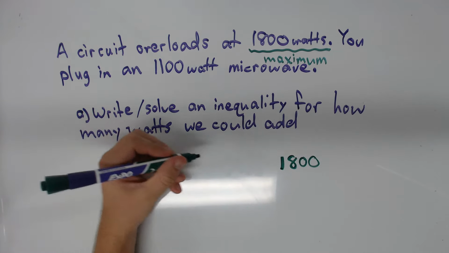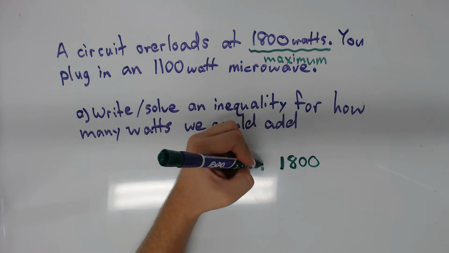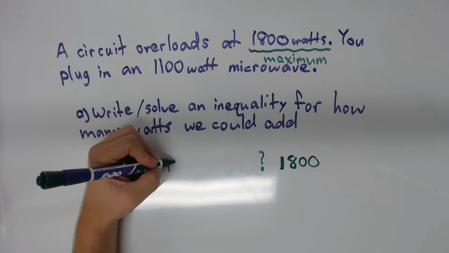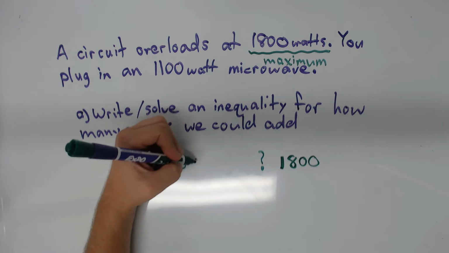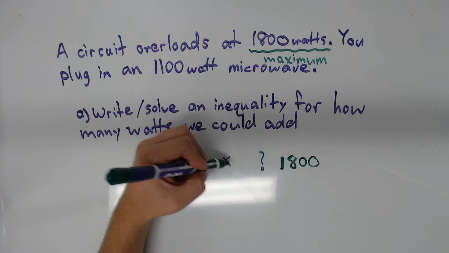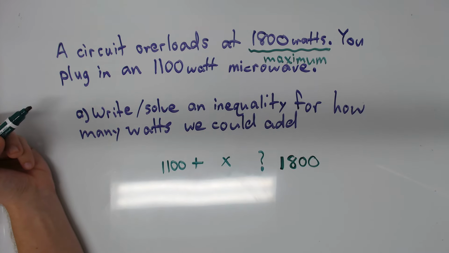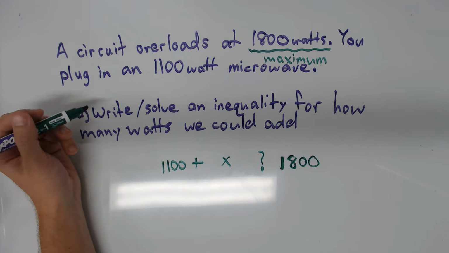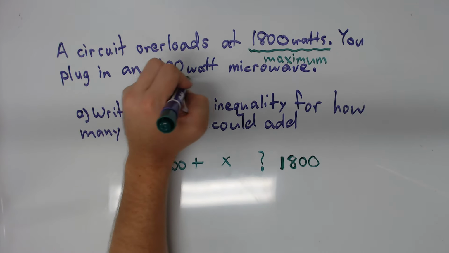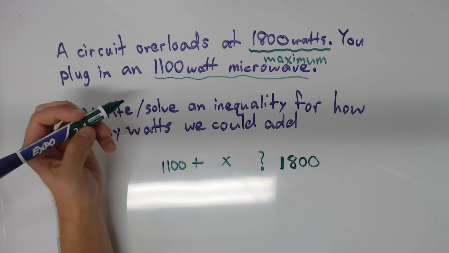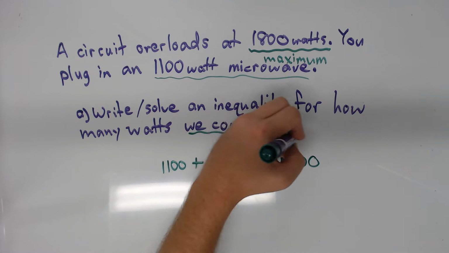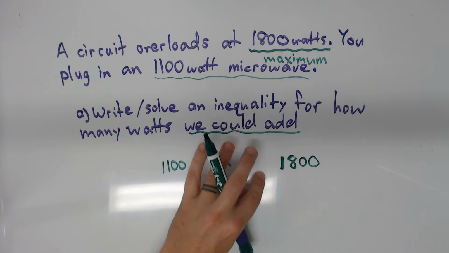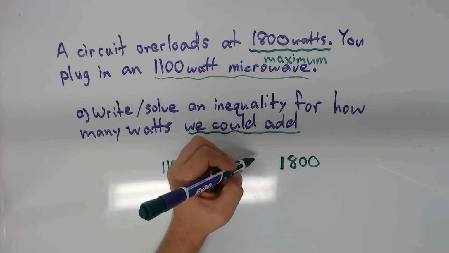On the other side of the inequality symbol, I don't know what I'm going to put here yet. I've got an 1100 watt microwave, and I'm going to add some more stuff. I'm going to use x for the rest of the stuff because I don't know exactly what we're going to put in yet. So we've got an 1100 watt microwave, plus I'm going to plug more stuff in. That's the stuff we could add. And 1800 is a maximum. So I can't go over 1800.